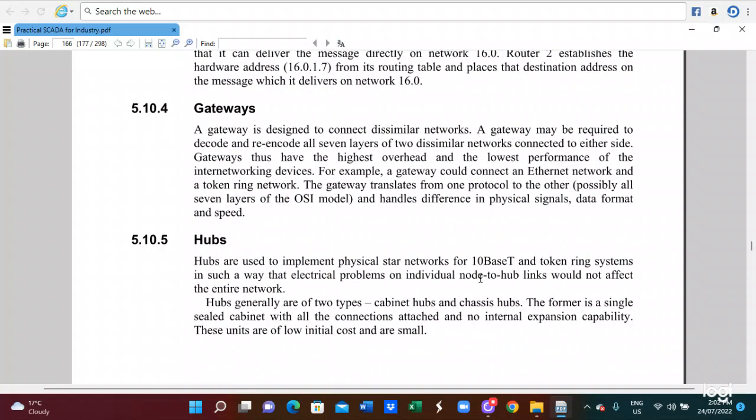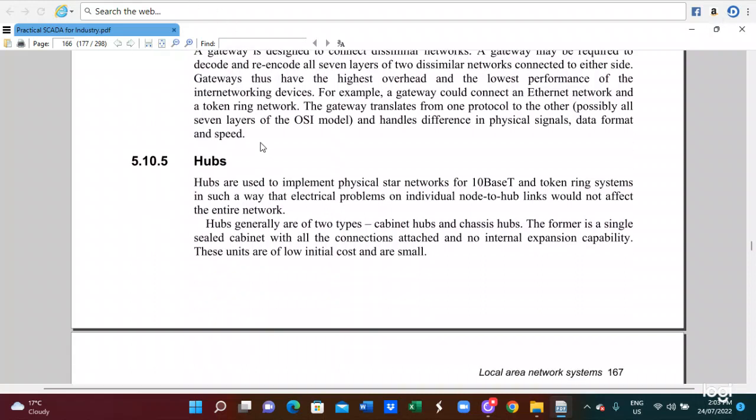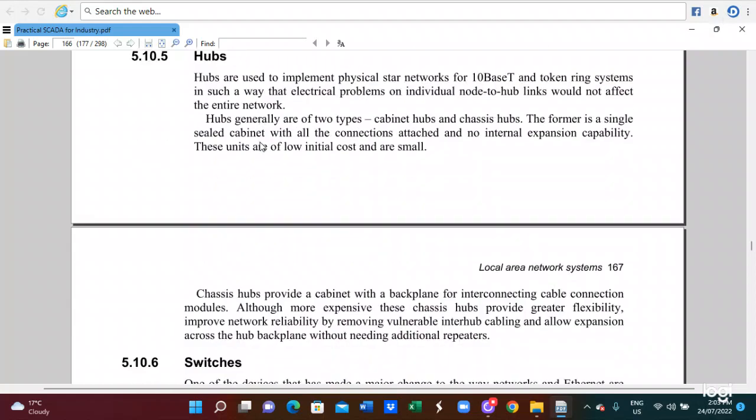Gateways are designed to connect dissimilar networks. A gateway may be required to decode and re-encode all the 7 layers of the 2 dissimilar networks connected on either side. A gateway has the highest overhead and the lowest performance. So this is the gateway function. When data is transferring between dissimilar networks, the gateway decodes and re-encodes. Hubs are also part of the physical network system.